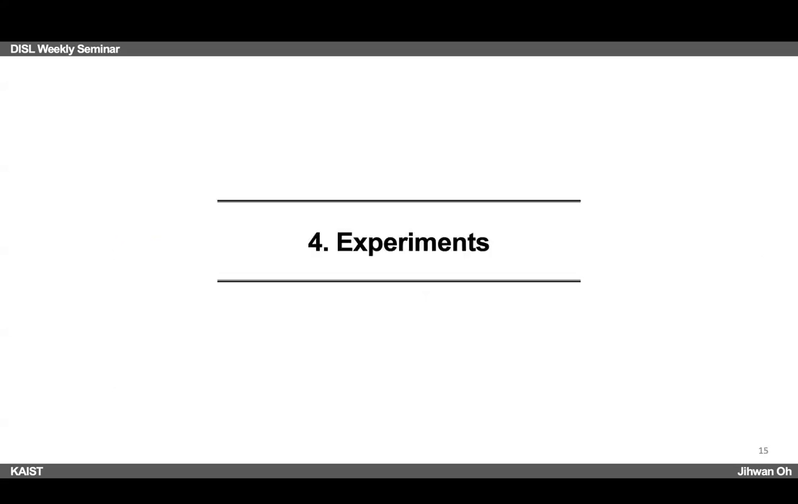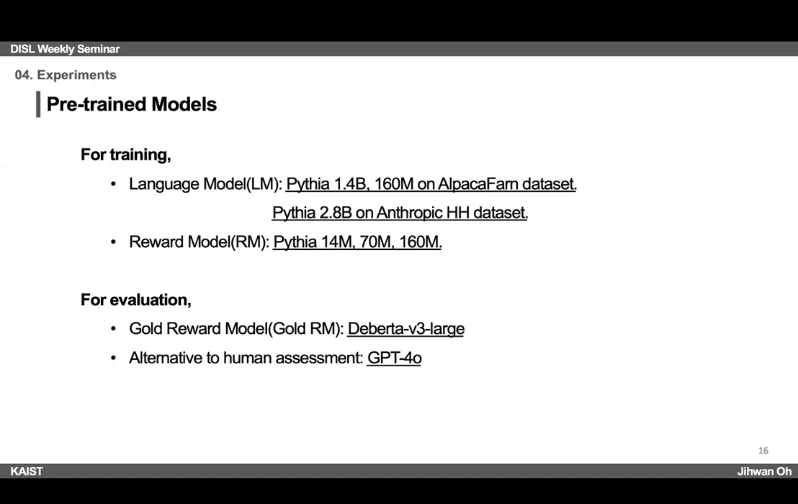Now let's move on to the experiment. First, pre-trained models. They train the various size of Pythia to obtain language models and reward models. For evaluation, they use the gold reward model, DeBERTa Large. They also use GPT-4o model as an alternative to human evaluation.